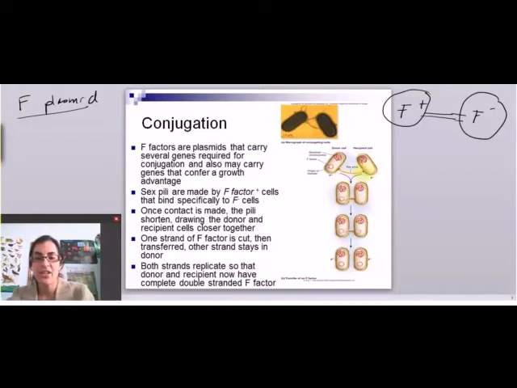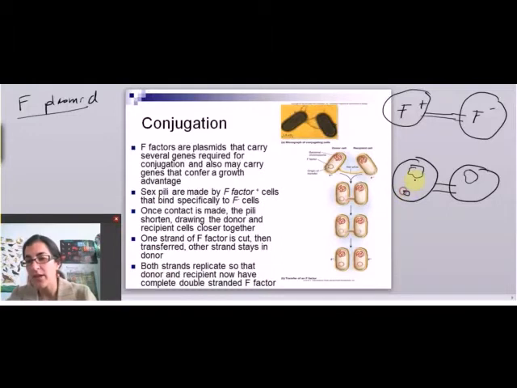Once that physical connection is made, the two cells get moved closer together and create this opening between the two cells. So there's the opening between the two cells. There's the bacterial chromosomes, but it's really the F plasmid that's important here. This F plasmid will get broken open, so it'll go from being a circle to a line, and then that line can snake across the connection between the cells.